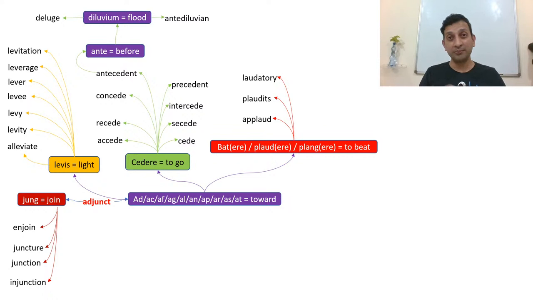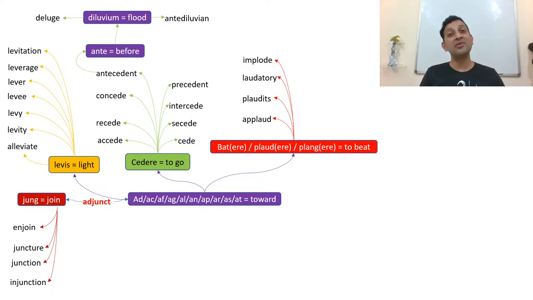Laudatory, something that is praiseworthy. His laudatory performance in the field is being talked about in all the major newspapers, which means his performance was so good, we should applaud it, right? Here the P is missing, but the root is the same. You beat your hands together to appreciate the guy.